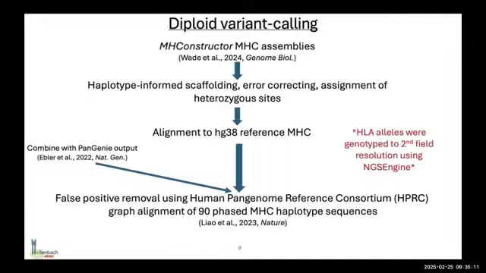And then, as we know, short read data especially struggles with the HLA genes. Because of this, we didn't want to reinvent the wheel on those parts of the genome, or those parts of the MHC. So we used the NGSengine software to perform second field high resolution genotyping for the HLA alleles specifically.